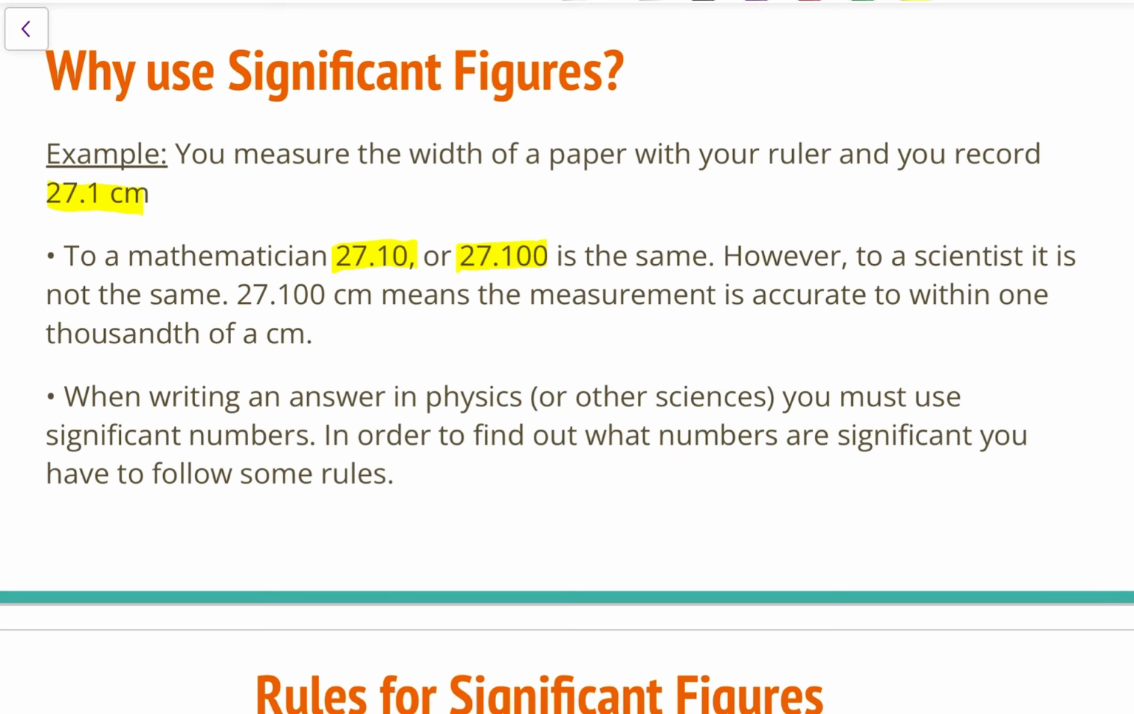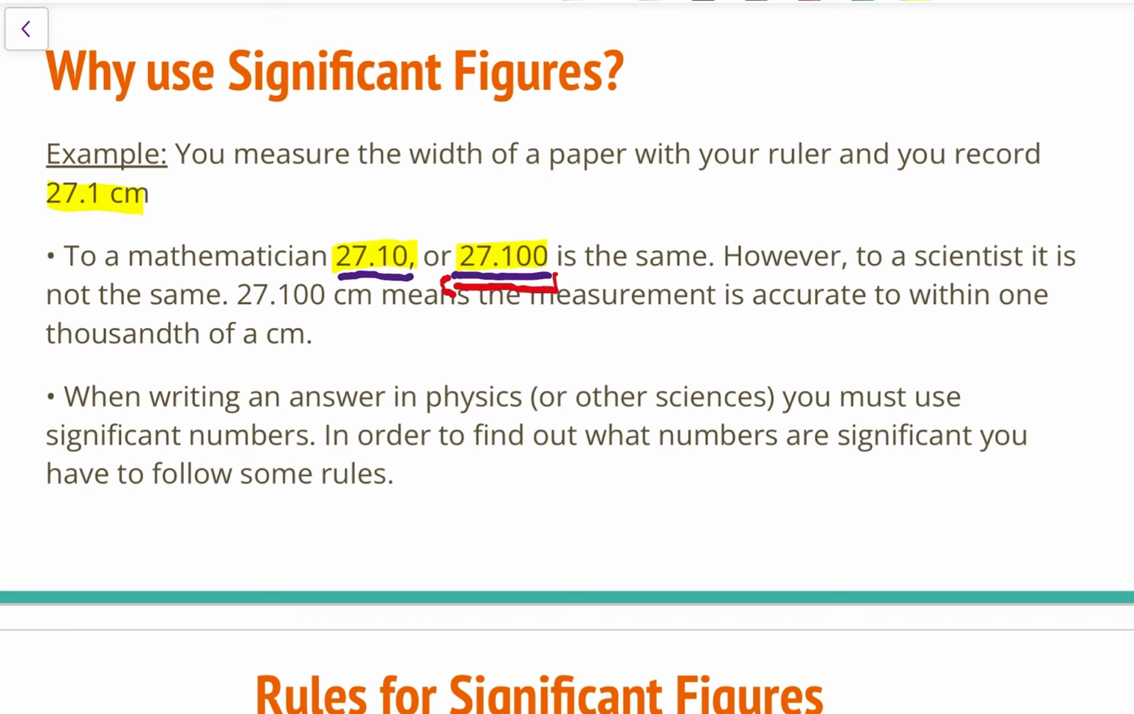But to a science person, this second one that has the extra zero implies that you did a better job measuring it. You were more accurate. You could get it down to the thousandth of a centimeter, and you're confident in that number, and it just happened to be a zero, as opposed to the 27.10. You measured it confidently. You could get to two decimal places, or the hundredths, and it just happened to be a zero. So if you showed a science person those two numbers, they might say, wow, look at this number. Whatever they used to measure this one, they used a really good tool. It got an extra decimal of accuracy.